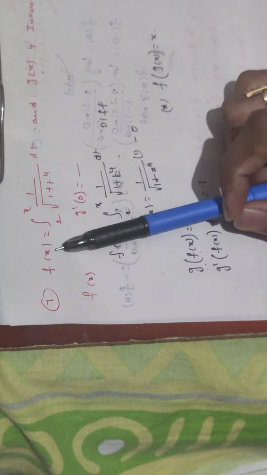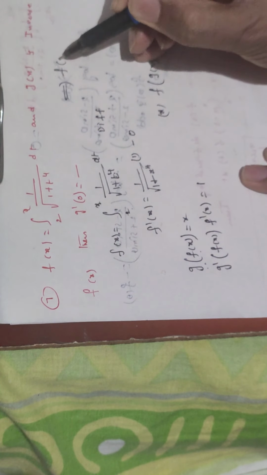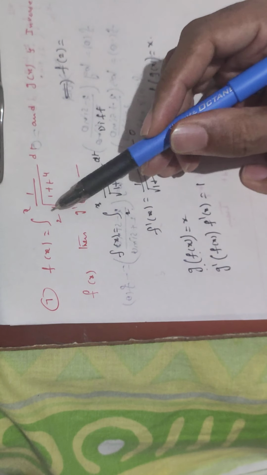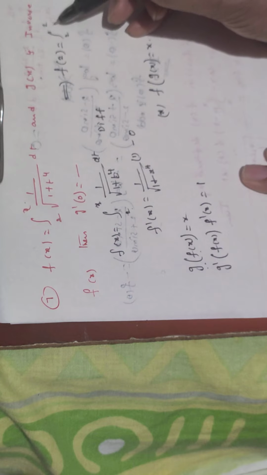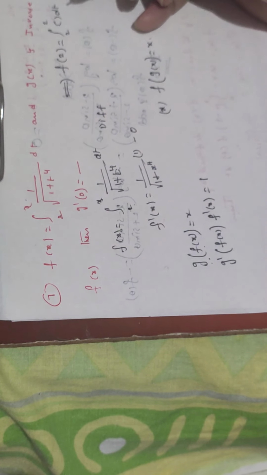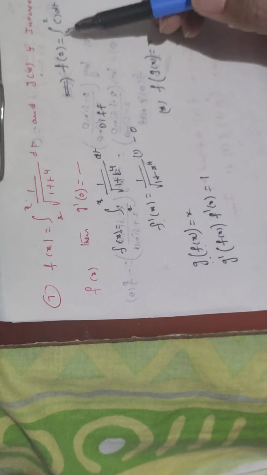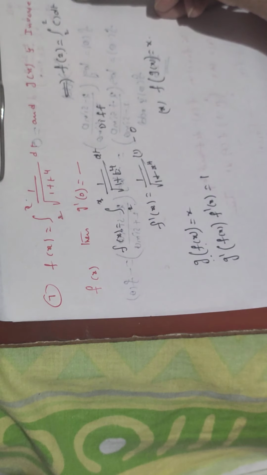f of 2, value 2 to 2. So here by observation, what is f of 2? Lower limit to upper limit, 2 means 2 to 2 integrand. So what is the value? 0. Property: integral a to a f of x dx value is 0. So the functional value of f at 2 is 0.